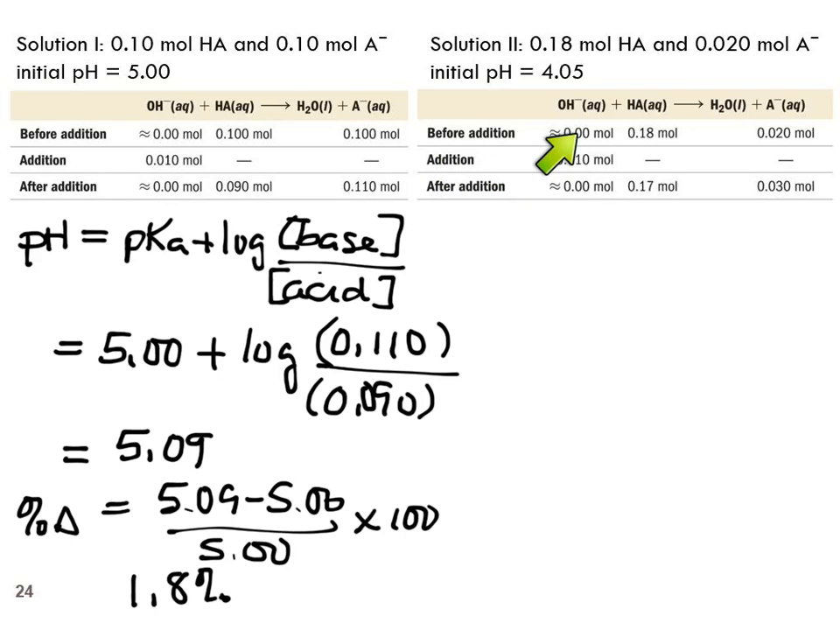So here's before the addition, here's the addition. We're adding the same amount of sodium hydroxide. And then after the addition, we're assuming that this reacts completely. And so this is 0.17 now, because 0.01 of it reacted. And this is now 0.03. And so we can use the Henderson-Hasselbalch equation again. The pKa is still 5 plus the log.